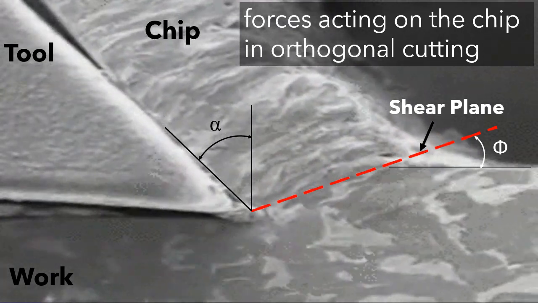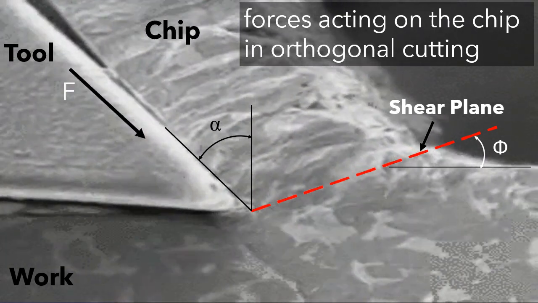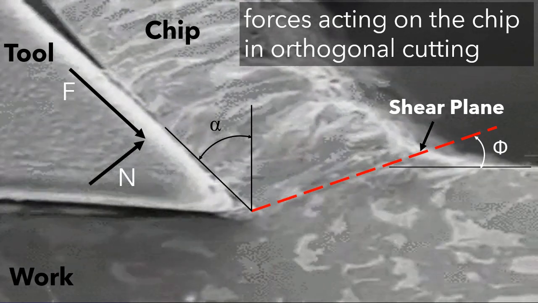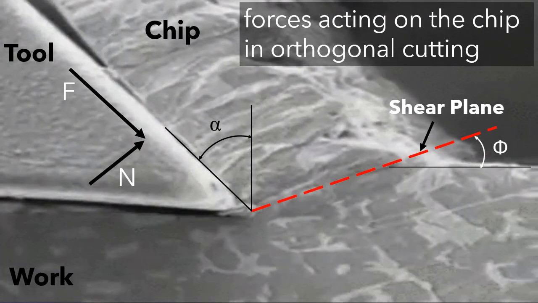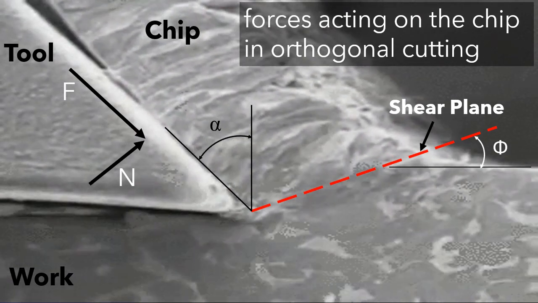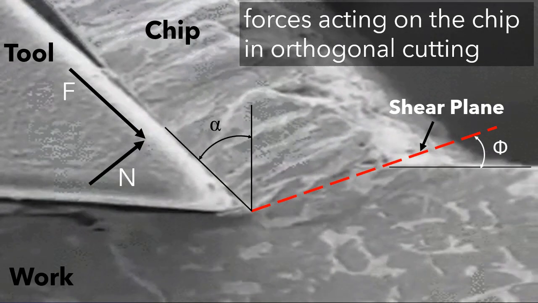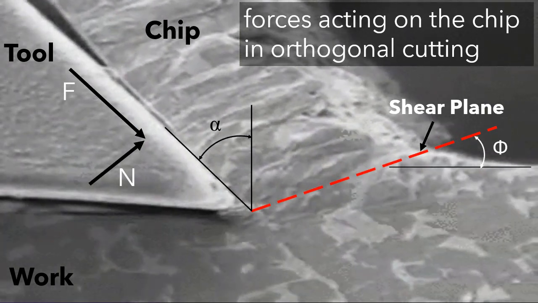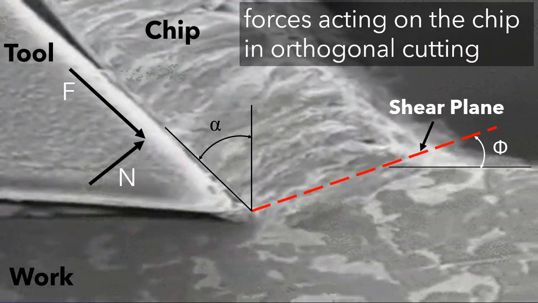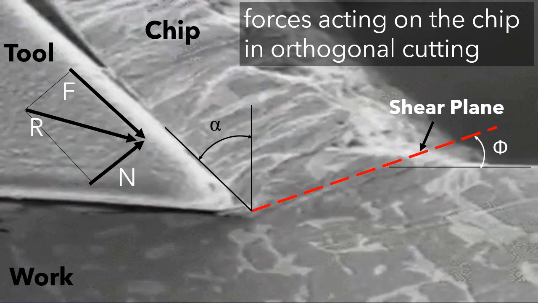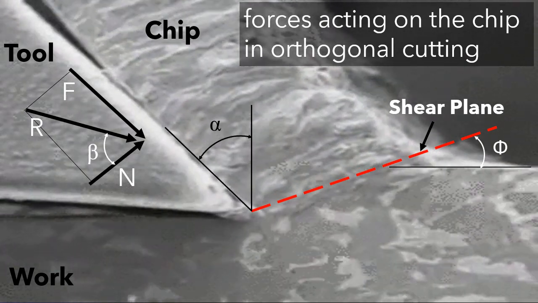The forces applied against the chip by the tool can be separated into two mutually perpendicular components: the friction force and the normal force to the friction force. The friction force F is the frictional resistance to the flow of the chip along the rake face of the tool. The normal force to the friction, N, is perpendicular to the friction force. The friction force and the normal force can be added vectorially to form the resultant force R, which is oriented at the angle beta, called the friction angle.